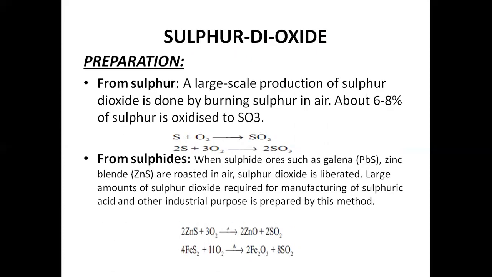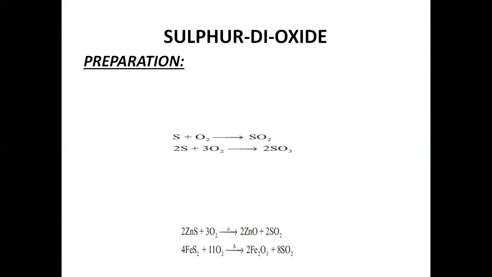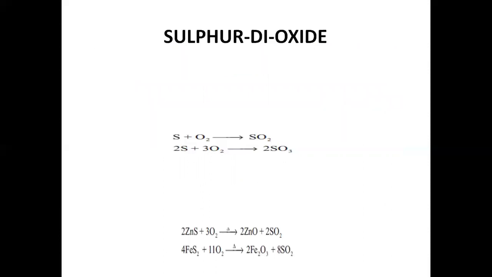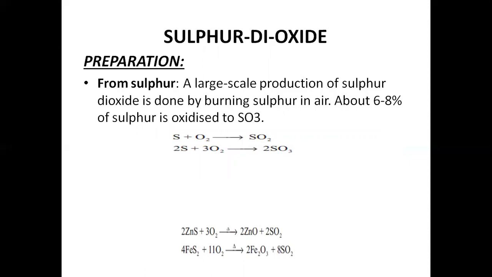Next one is sulfur dioxide. The formula for sulfur dioxide is SO2. Next is the preparation of sulfur dioxide.